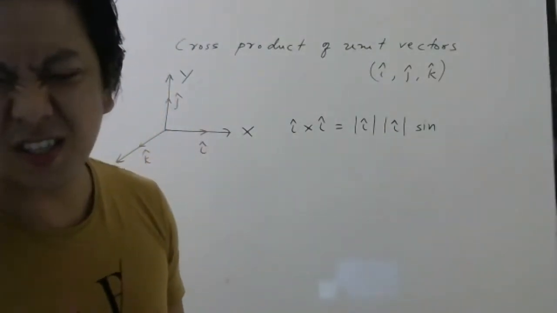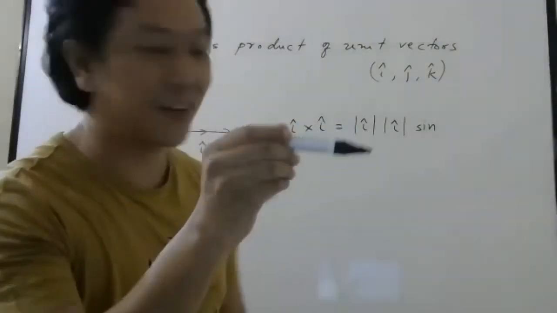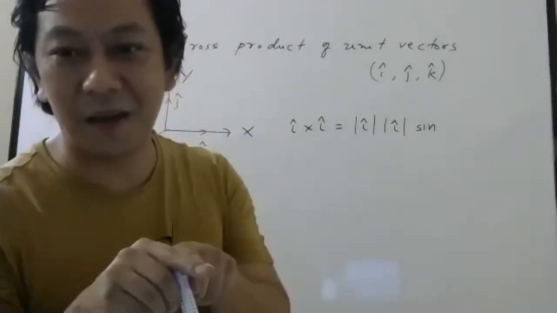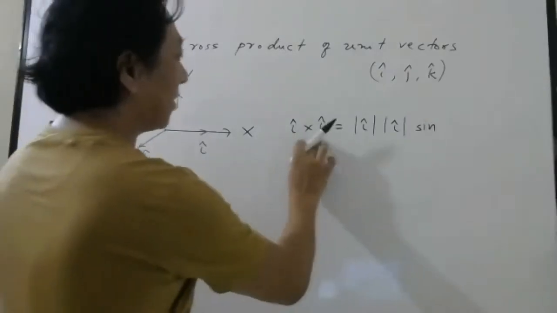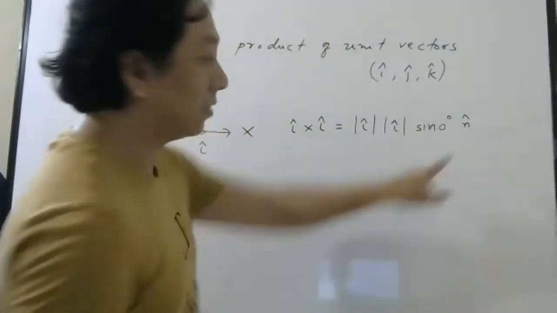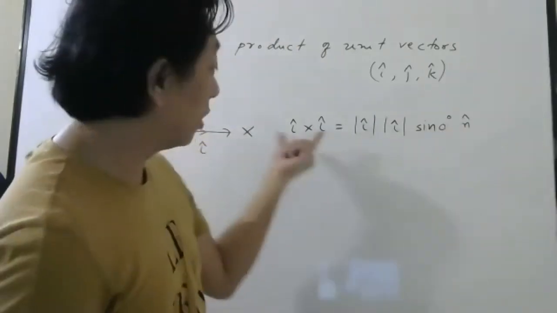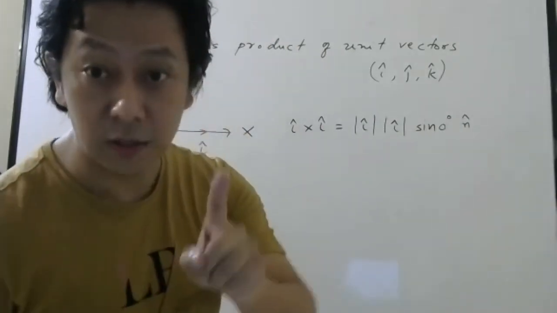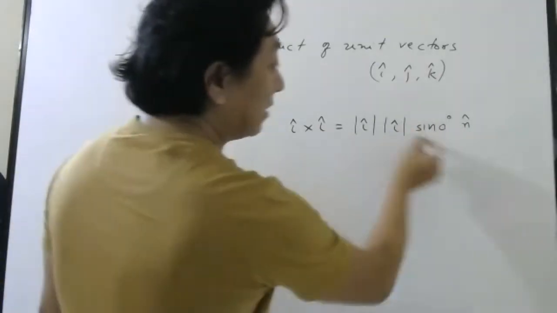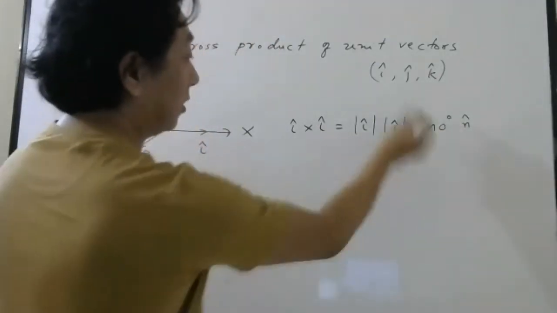90 degrees? How is it 90 degrees? i cap is here, and this i cap is also here only. I'm saying i cap and i cap, so the angle will be 0 degrees. Now n cap is there, I know. Remember, n cap should be there because the cross product of unit vectors should also be a vector. But you know that sine 0 is 0, so it doesn't matter.